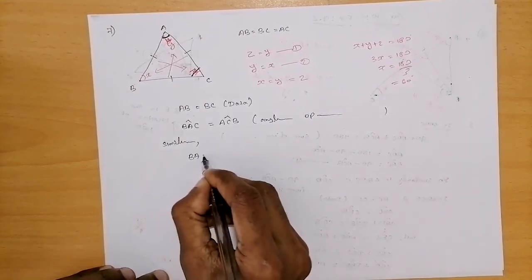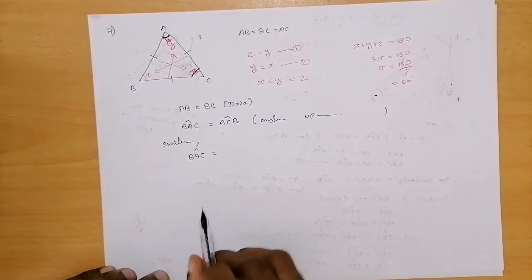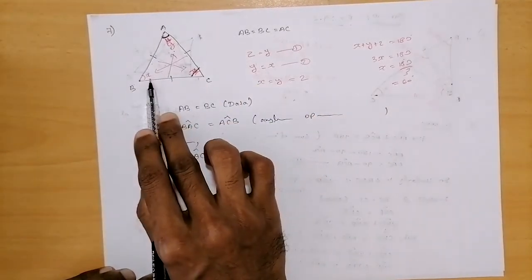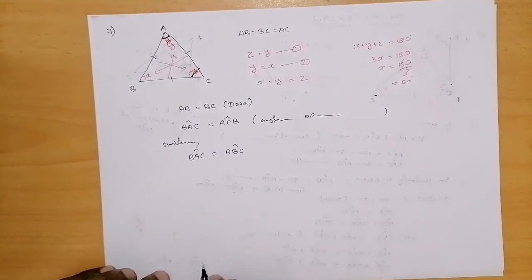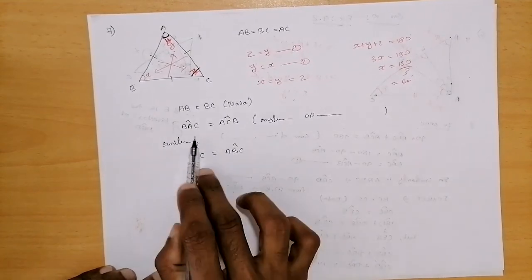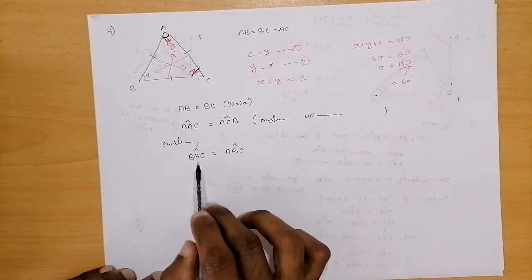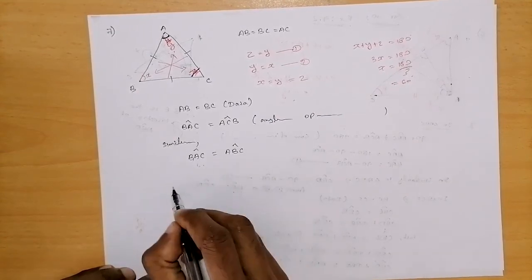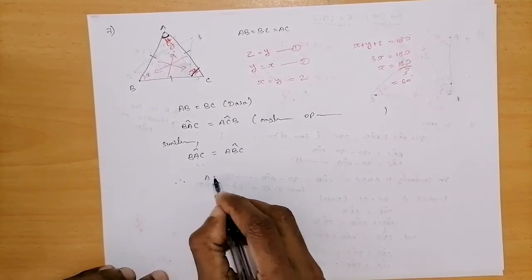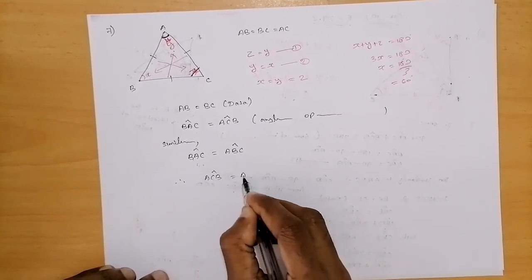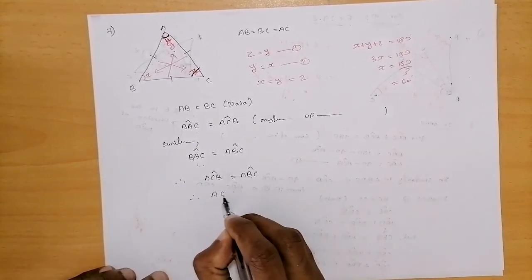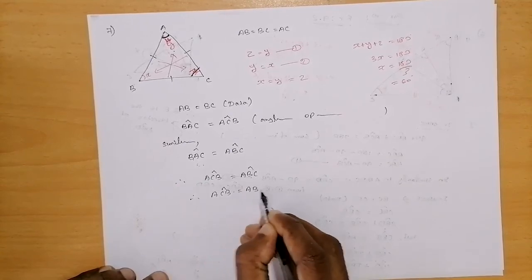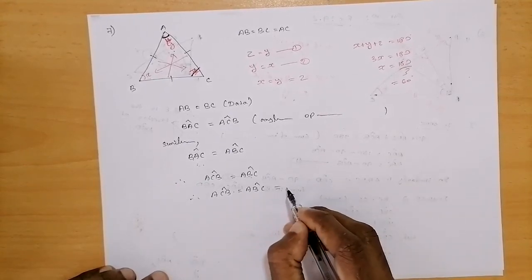BAC equals the Y angle equals the X angle. X angle is ABC. With the same reason, angles opposite to equal sides, BAC and ABC are equal. So in these two steps, we have BAC as a common angle. So therefore, we can write ACB is equal to ABC, which means those three are equal. ACB, ABC is equal to BAC.